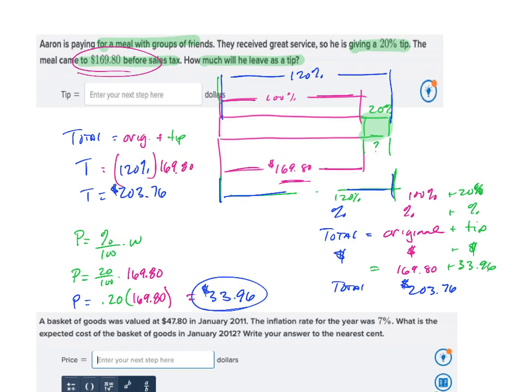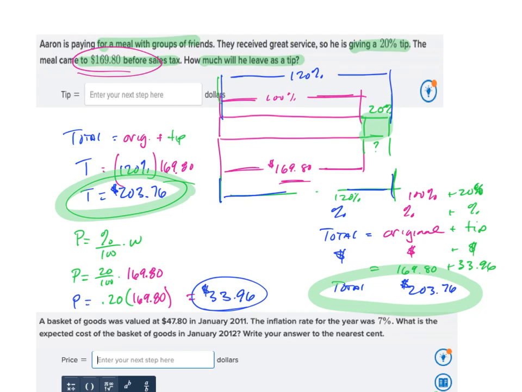Oh, look, we got the same answer here as we got here. It does not matter if you're trying to figure out the total cost, okay? It just doesn't matter which way you do it, as long as you can do it.